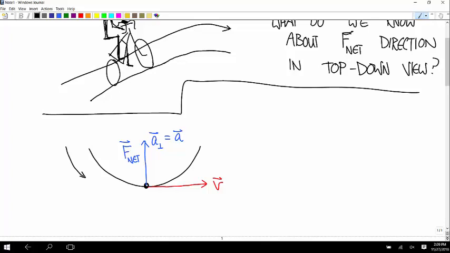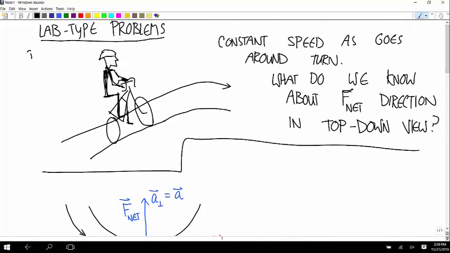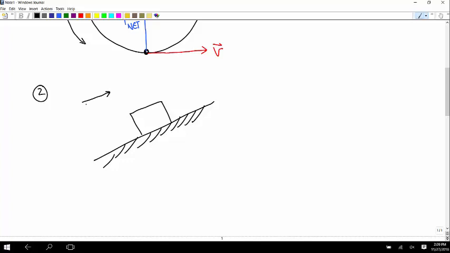Okay, so this is the first one. And then the second one, let's do a problem where we have a box that is slowing down, so that's the direction of motion, and it slows down as it slides up the ramp.